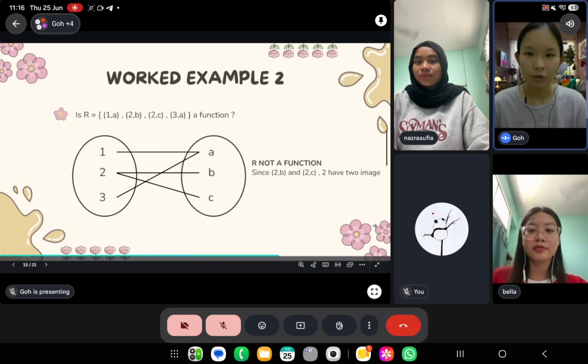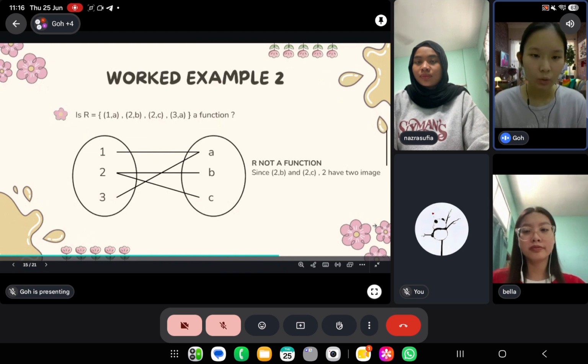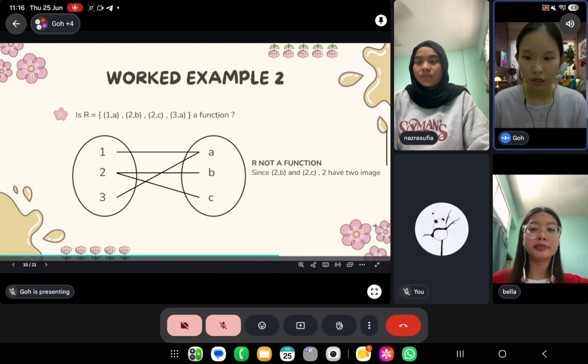So we look at worked example 2: R equals {(1, A), (2, B), (2, C), (3, A)}. Is it a function? So 1 will pair with A, 2 will pair with B and C, 3 will pair with A. R is not a function since (2, B) and (2, C), 2 has two images, which are B and C. So we can know R is not a function.